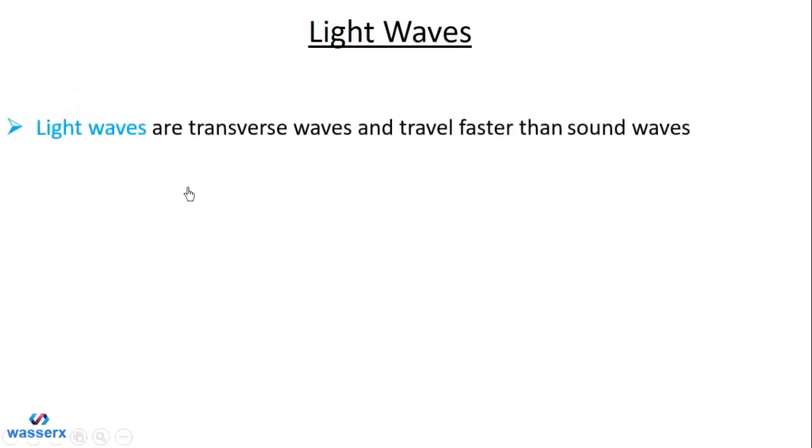Now let's talk about light waves. For light waves, they are transverse waves and they travel faster than sound waves. And we know that for transverse waves, the particles are displaced perpendicular to the direction of the wave propagation. So because light waves travel faster than sound waves, we are likely to see lightning before thunder. So that is something short on light waves, which are transverse waves, and how fast they travel than sound waves.